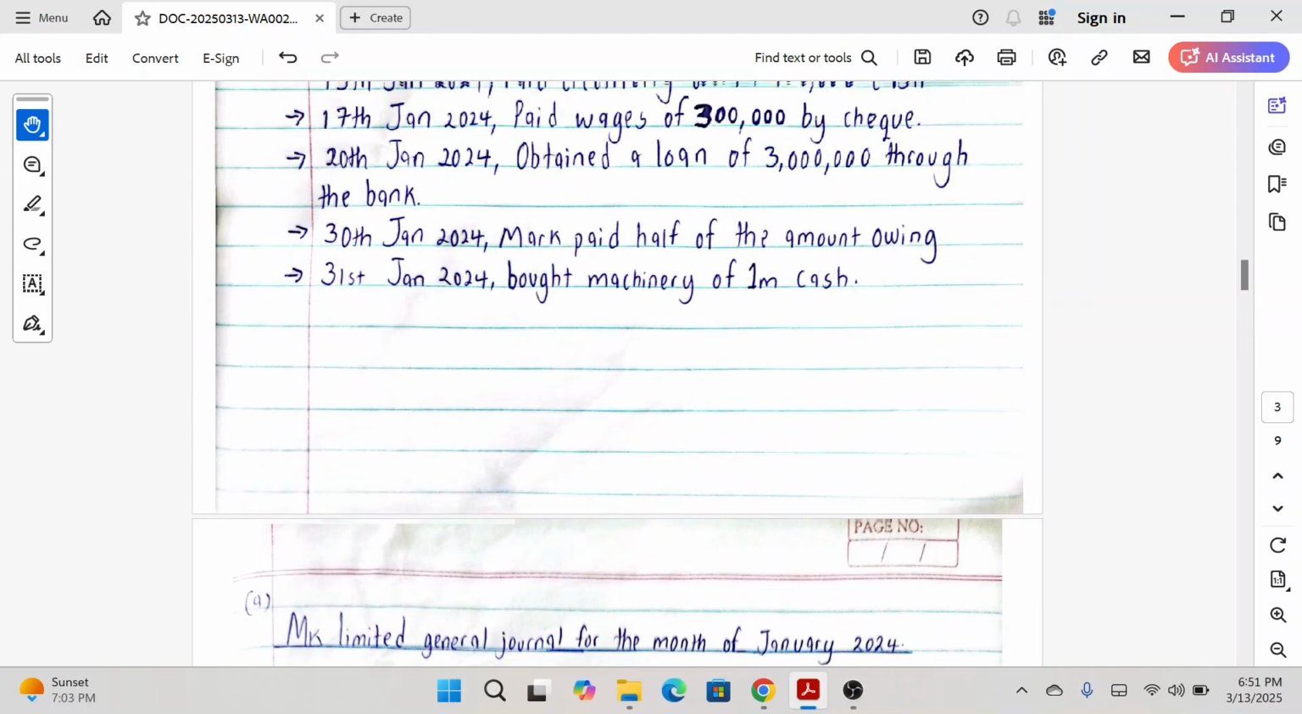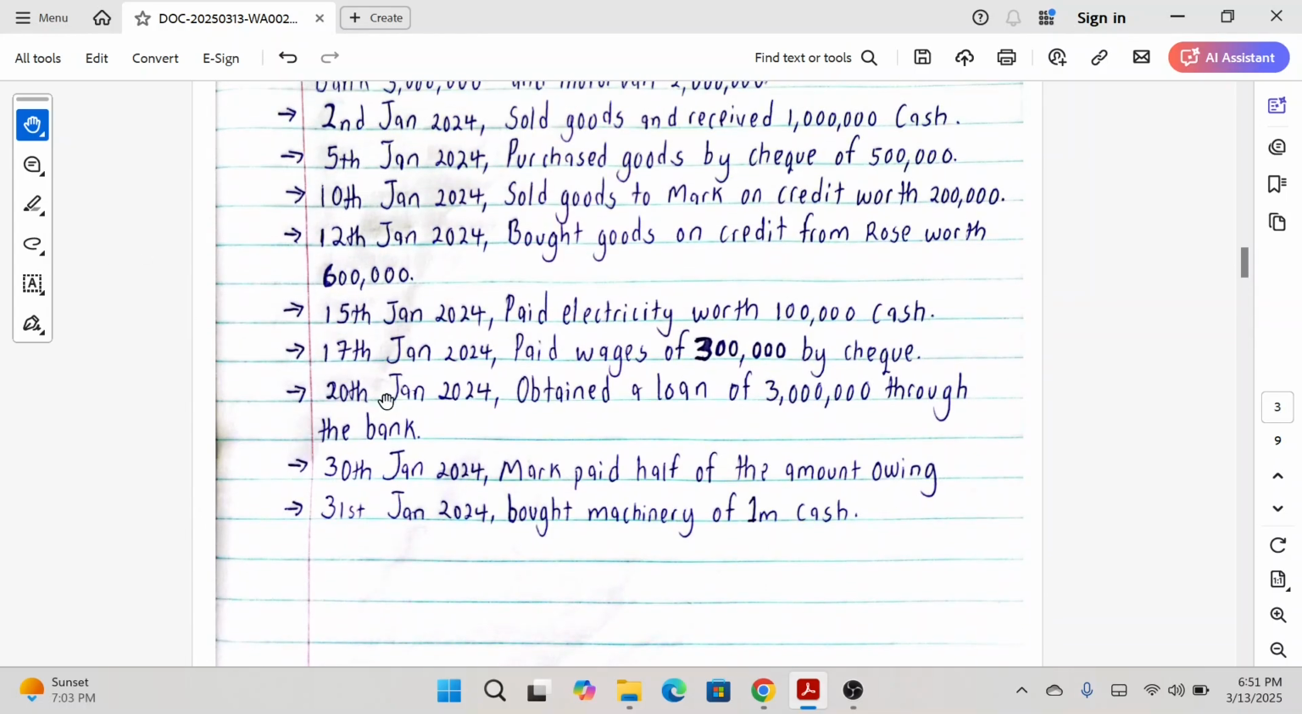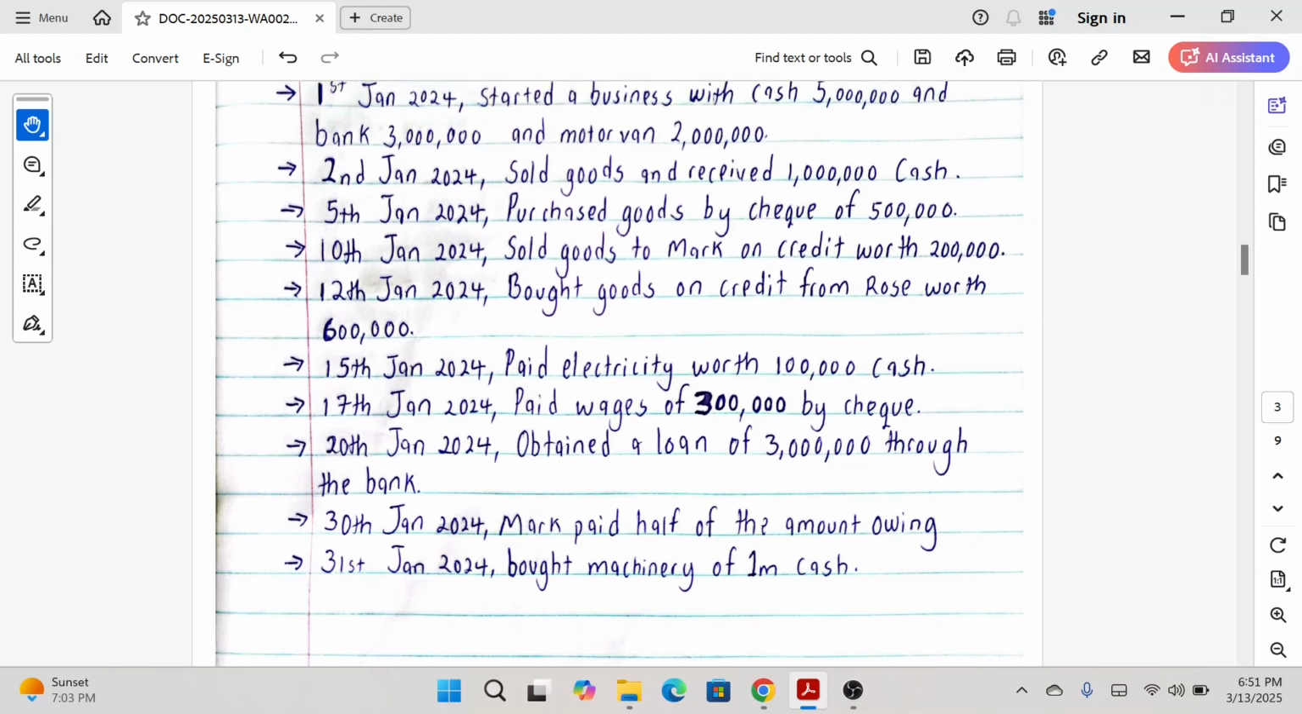Then we are having 30th Jan 2024, Mark paid half of the amount owing. Remember, Mark had earlier on gotten goods. He had been sold goods on credit worth 200,000.